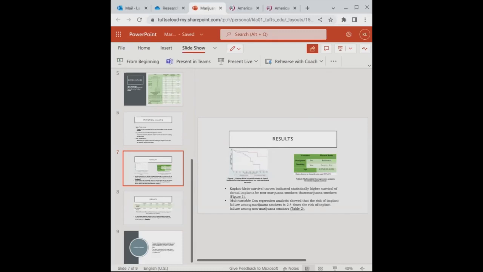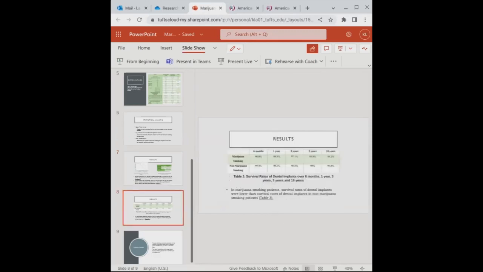On the right, we have the multivariable Cox regression, the adjustment of the results for the confounding variable of age. Once we adjusted for that, the hazard ratio was 2.4, which can be interpreted as implants in marijuana smokers having a 2.4 times increased risk of implant failure than implants in non-marijuana smokers.